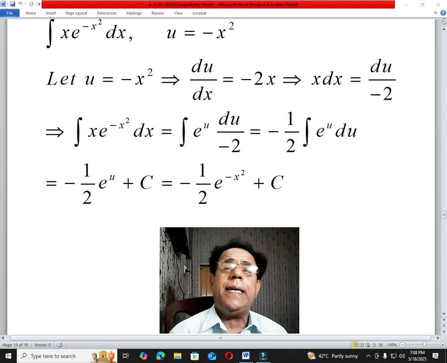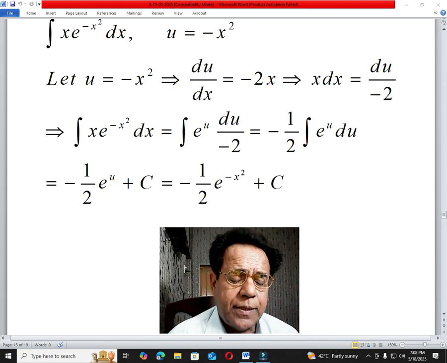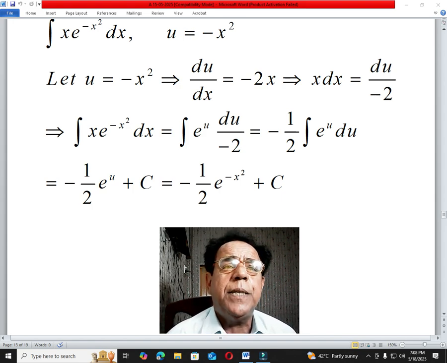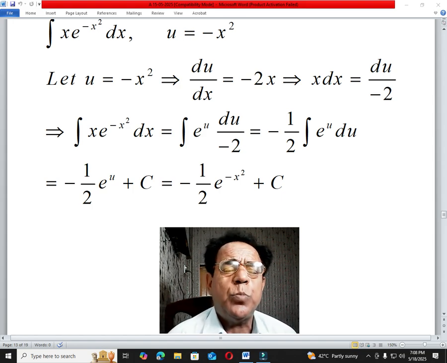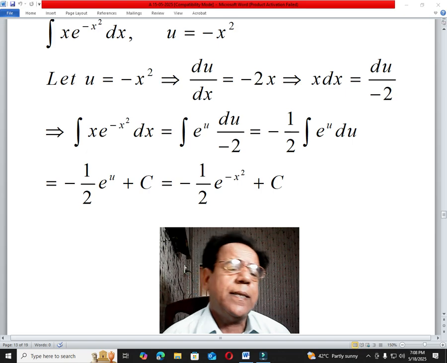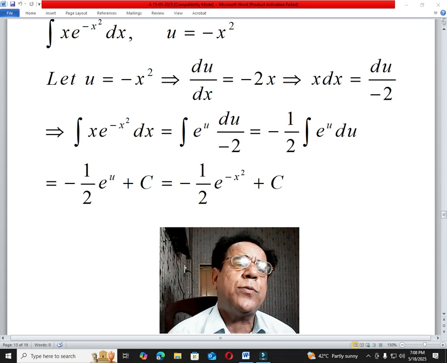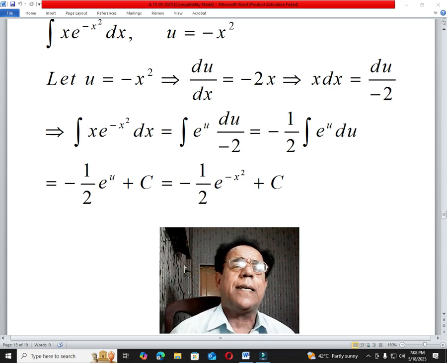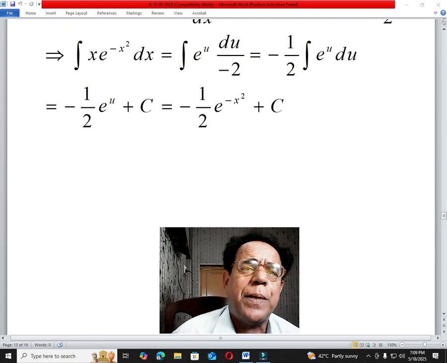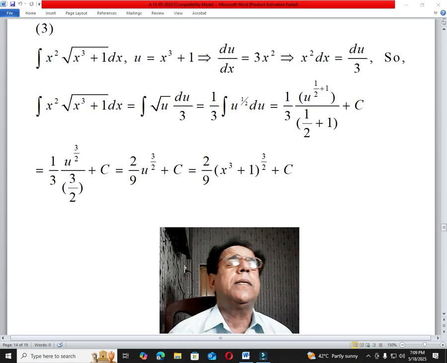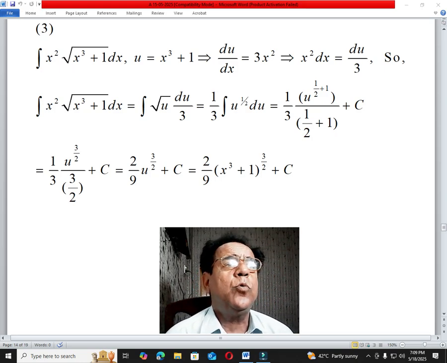This formula is contained in the snapshot which we have shown in the beginning of this video. So minus 1 by 2 e raised to power u plus c, this is our answer. But the only step remaining is that here we will once again resubstitute u by its original value, that is minus x square. So our answer will become minus 1 by 2 e raised to power minus x square plus c.